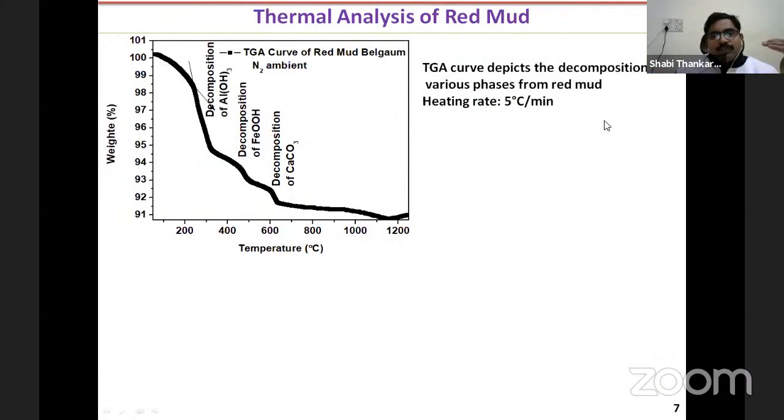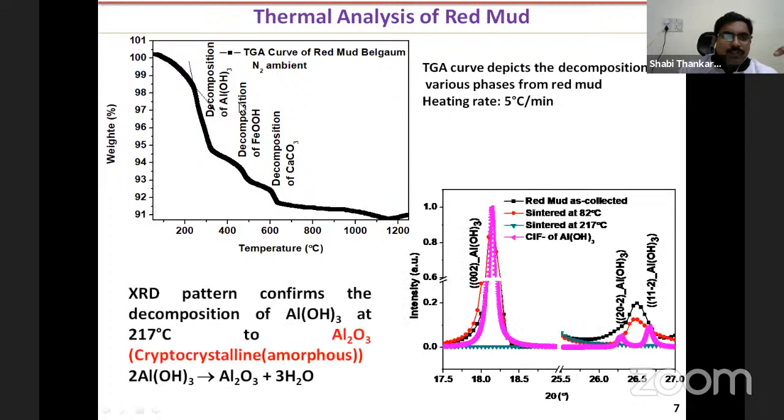And then we went to the thermochemical studies, because we planned to do it through the ceramic route. It was decomposing, and the weight loss was nearly 10%. We found it decomposes at 217 degrees Celsius. The aluminum hydroxide present in the red mud decomposes and releases water as well as alumina, which is amorphous. You can see here the XRD pattern of that. When we go to 217 degrees Celsius, you can see there is no peak of aluminum hydroxide.